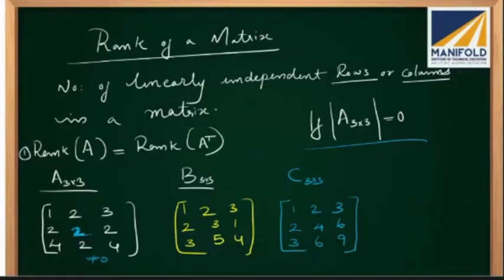Okay, 1 into 8 minus 4, that is 4, minus 2 into 8 minus 8, 0, plus 3 into 4 minus 8, that is 3 into minus 4, minus 12, so that will be turning out to be minus 8. I think the determinant is minus 8, which means all three rows in this particular matrix are linearly independent. You cannot write one particular row as a linear combination of the other two.